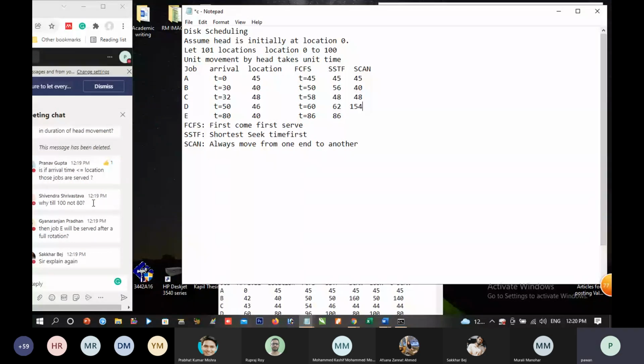We are in scan, we are going from one end to the other, 0 to 100 and 100 to 0. And there is an alternate algorithm which is called the look algorithm. We don't cross a limit if there is no job available after that. That is correct. Job E will be served after full rotation at time t equal to 160. Any doubt? You should not call it rotation. 0 to 100, then 100 to 40, 60 extra time.